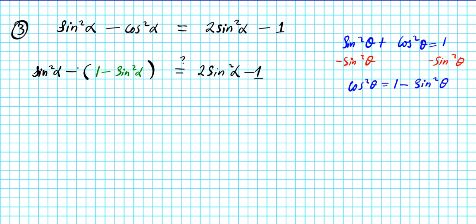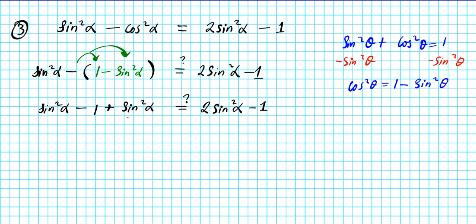Now we focus our attention on the left side, to see if we can manipulate it to get the right side. Now what we're going to do is distribute this negative to 1 and sine square theta. So that yields sine square alpha minus 1. Minus times minus is plus, plus sine square alpha. The question is, is it equal to 2 sine square alpha minus 1?